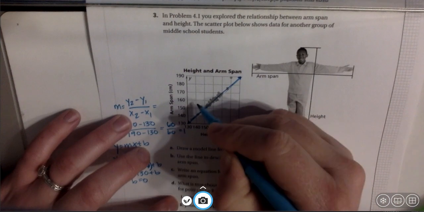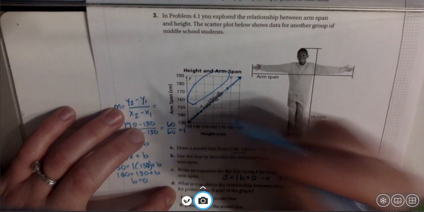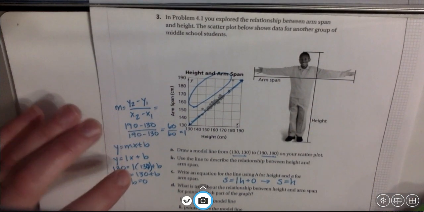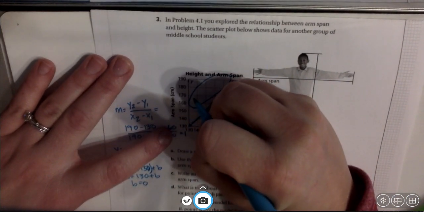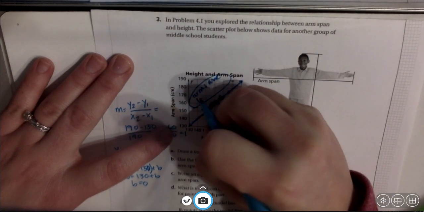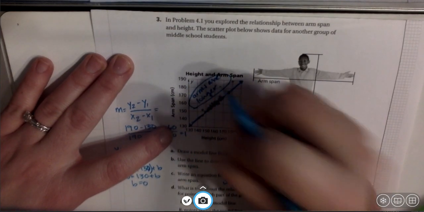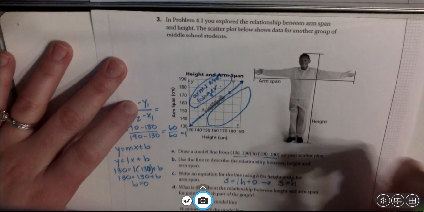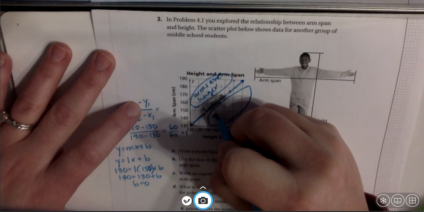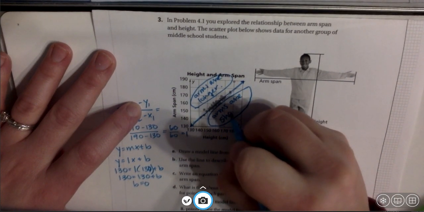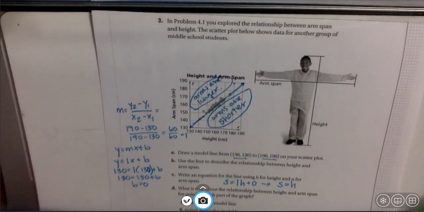Points above this model line, points up here, or even these points that are just right above it, mean that the arms are longer than they are tall. And then for points below the model line, we would say these people's arms are shorter than they are tall.